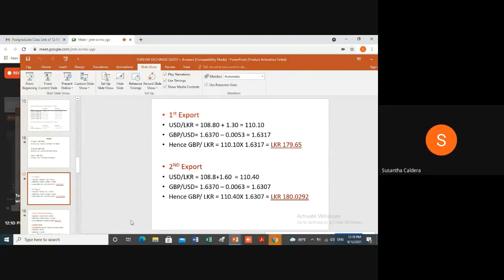What I did was the second export. What is the rupee value? Second export, what should be the rupee value? Sterling 100,000 into 180.0292, which is 18,002,920.